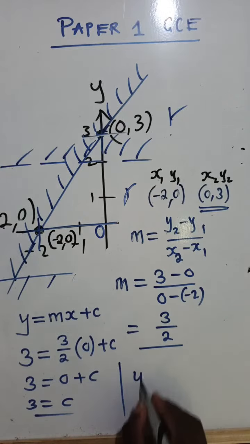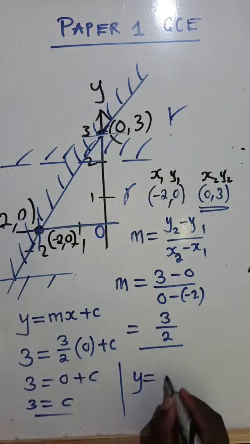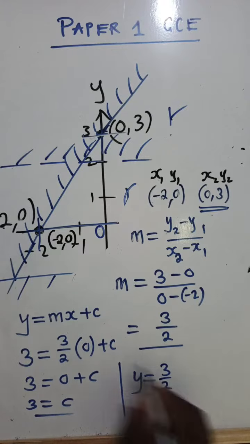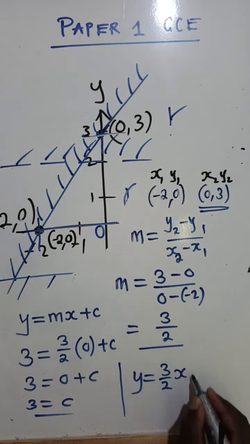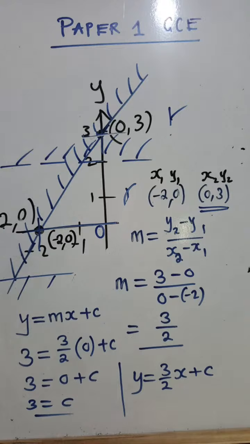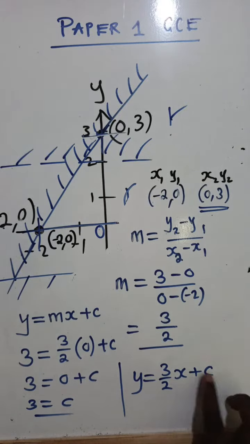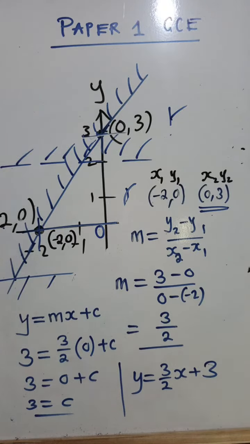You say y is equal to 3 over 2, the m here, you maintain the x plus c. The c is a 3, sorry. So you shall say now, y is less than or equal to 3 over 2 x plus 3. This is our answer.